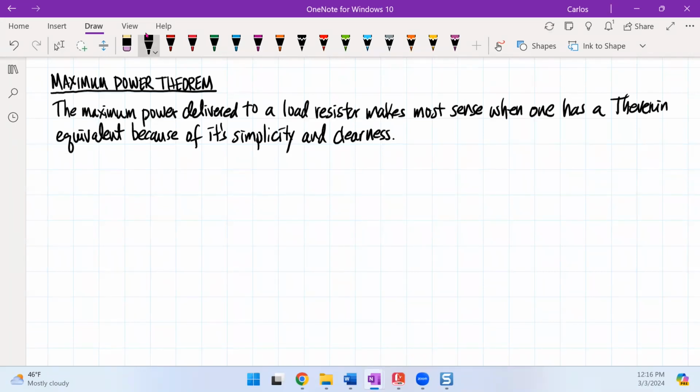So the circuit looks something like this. And we have our load. And here's our load. And of course, this is R Thevenin and V Thevenin.